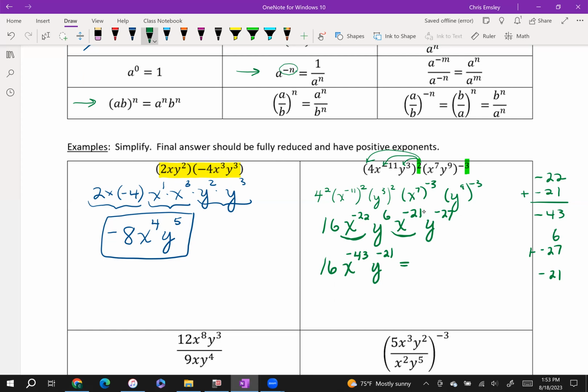So the 16 is just a plain old 16, so it's going to stay on top. But that x to the negative 43rd, that negative exponent really means that's an x to the 43rd in the denominator. Same thing with that x to the positive 21. The exponent becomes positive when I move it down below. And then this would be what we consider our fully simplified answer. Notice I didn't move the 16 down. It doesn't have a negative exponent, so it stays right where it is.